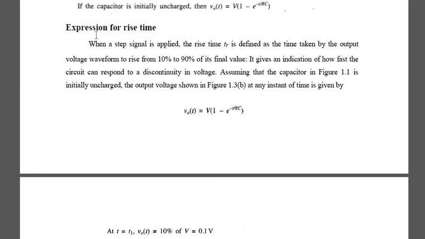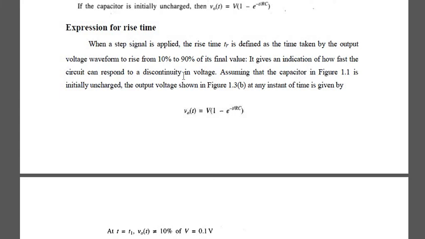Once again we'll revise this. When a step signal is applied, the rise time TR is defined as the time taken by the output voltage waveform to rise from 10% to 90% of its final value. As I have said, we can give it as 1/10 to 9/10 of its final value, or in simple words, 10% to 90% of its final value. So it gives an indication of how fast your circuit is going to respond to a discontinuity in the voltage.